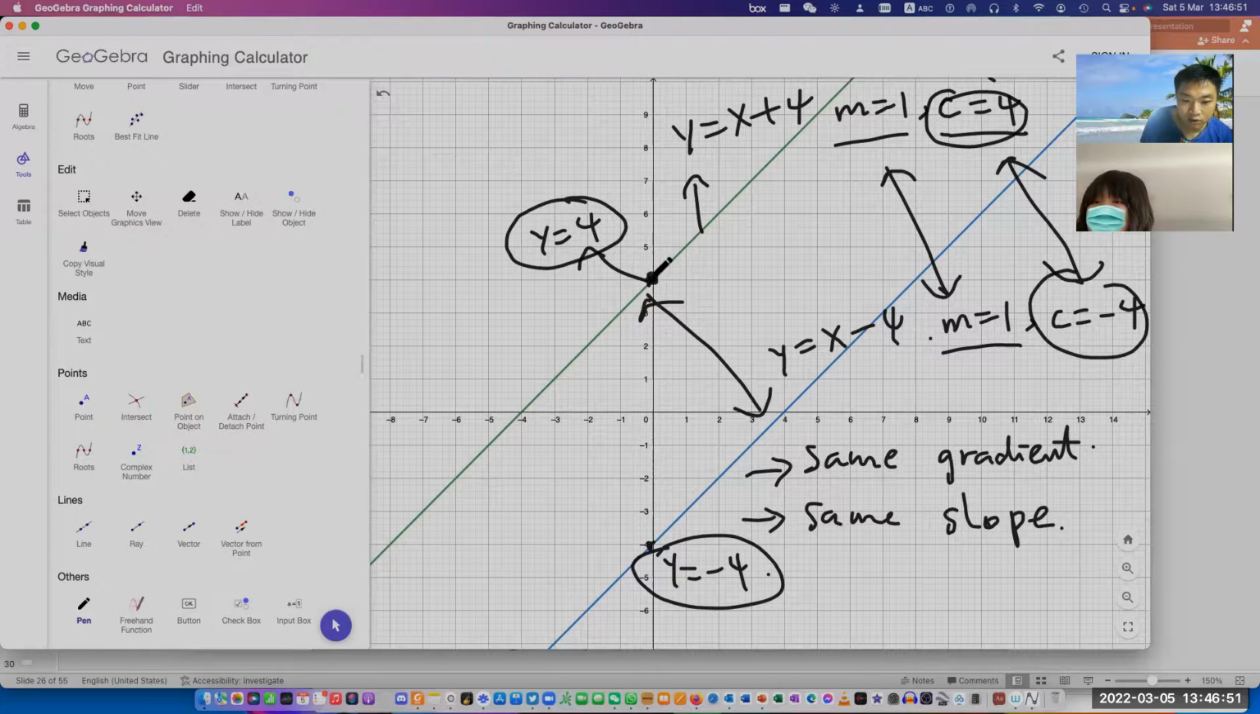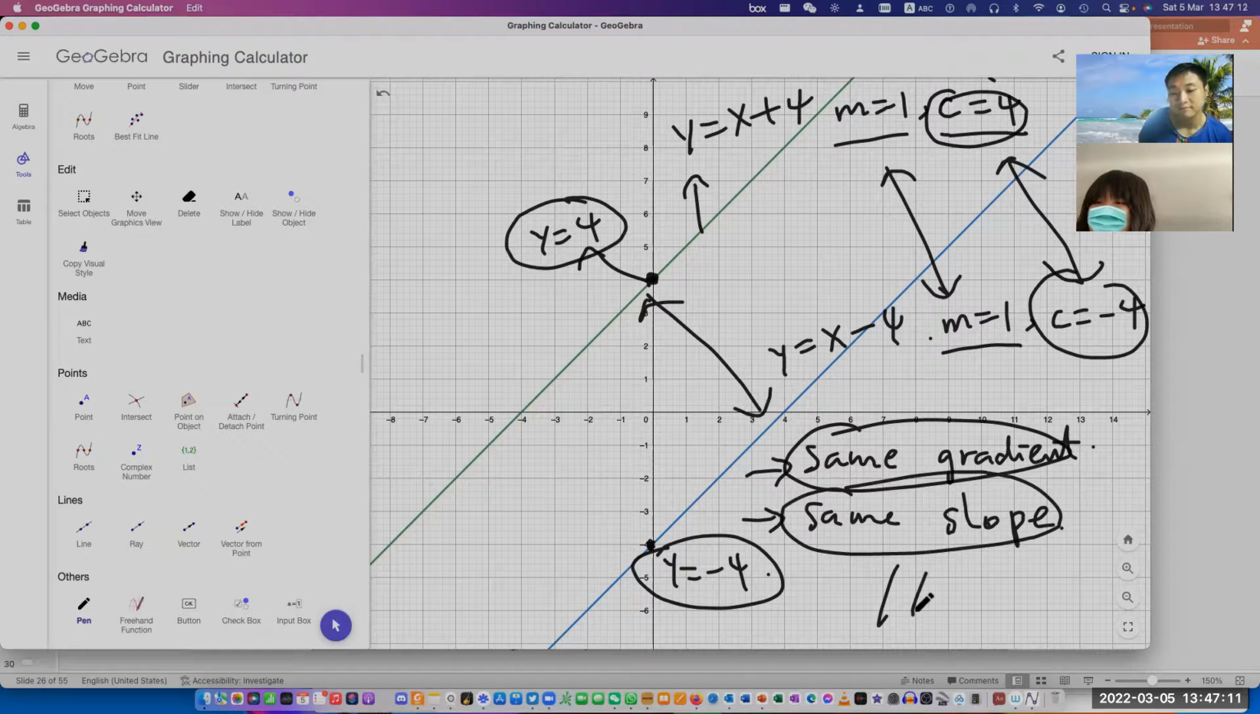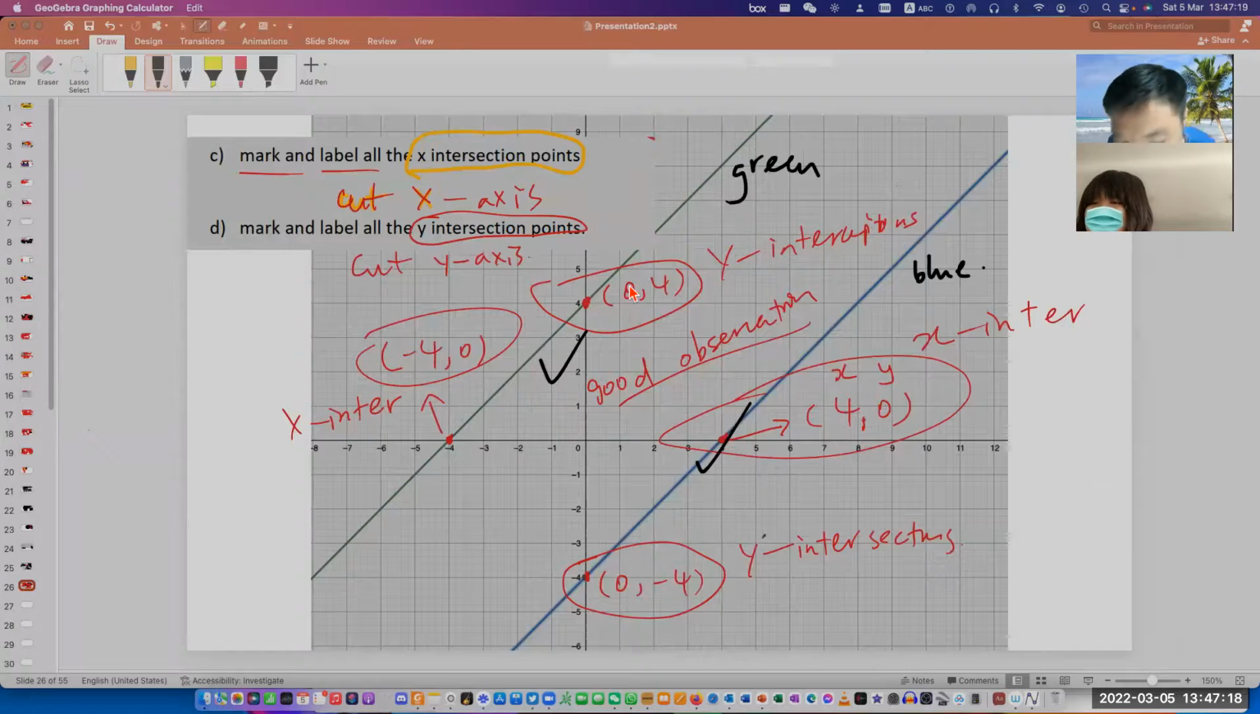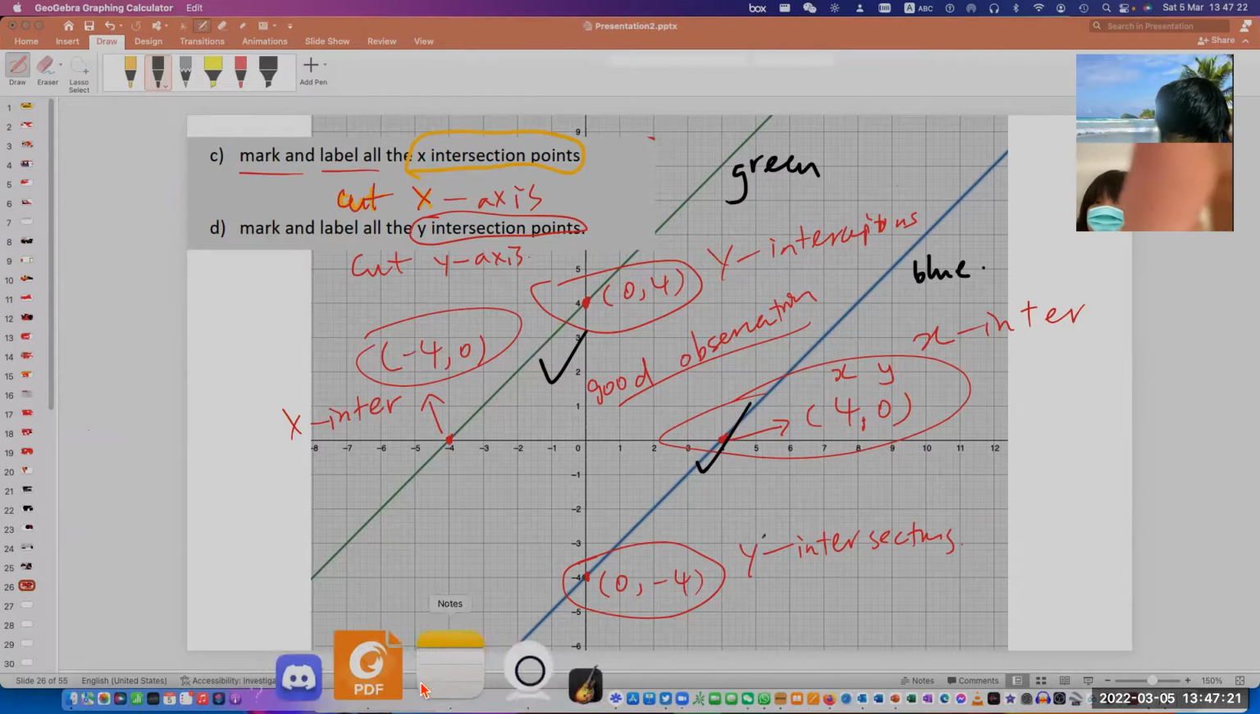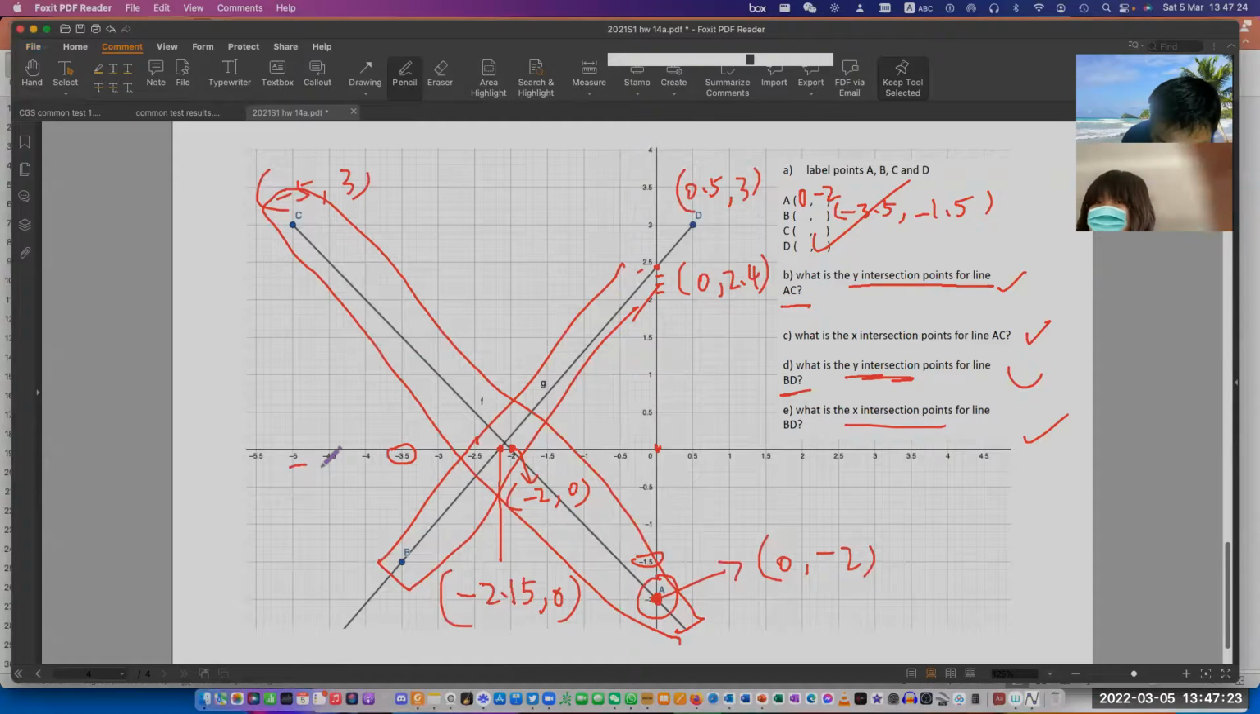One is at y equals to 4. One is at y equals to -4. Are you clear? Yeah, good. Very good observation by you. They are parallel lines because of the same gradient. Same gradient, same slope, therefore parallel. So I have also explained why they are parallel, because they have the same gradient. Okay, last part for this question.